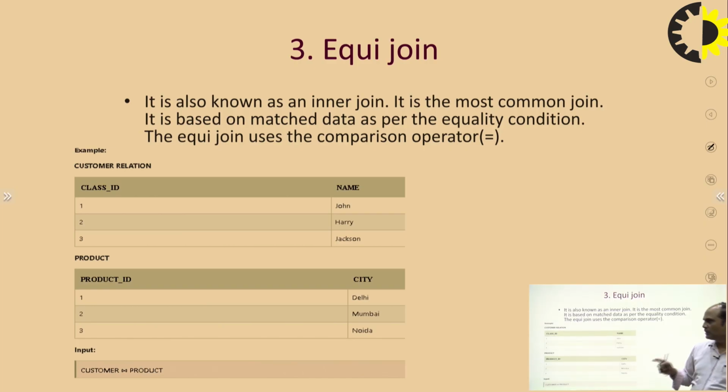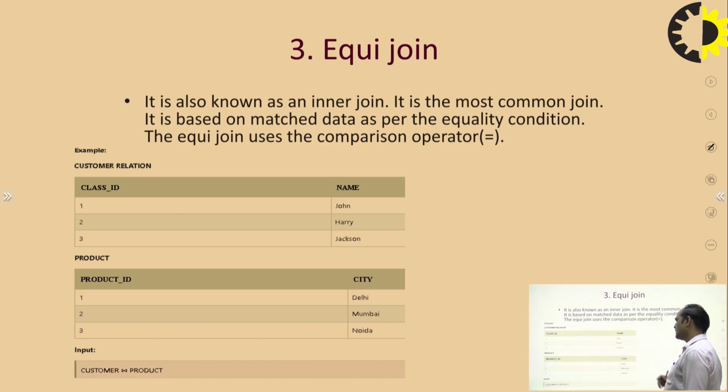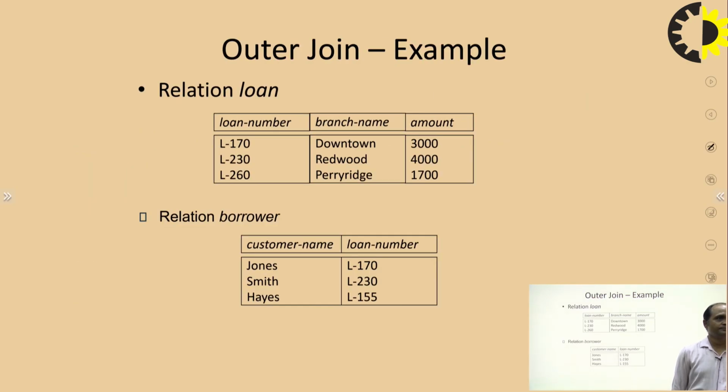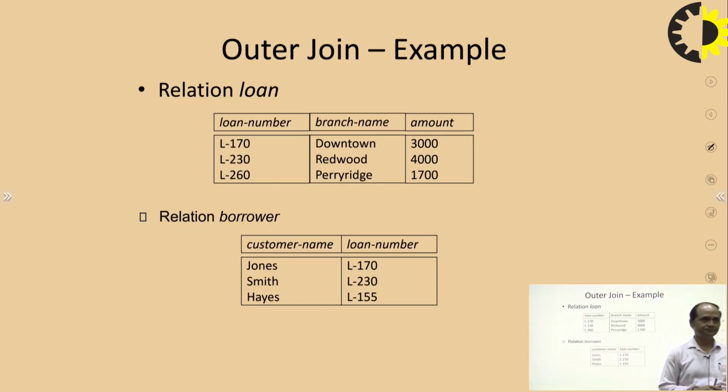Suppose we have two relations, a customer relation and a product relation, and we combine these two by equijoin. So 1, 2, 3 is a class ID and that is a product ID. Here is the name and here is the city. What is the output of this particular equijoin? Data is matched as per the equality condition of that particular scenario. The equijoin uses the equal operator. When we use the equal operator, then it is called equijoin.